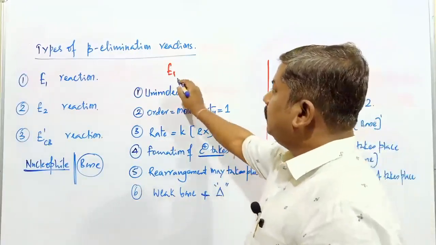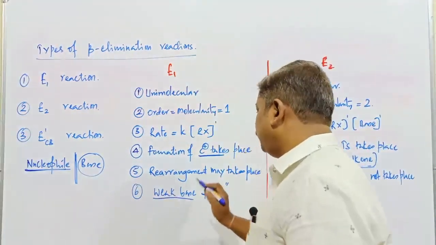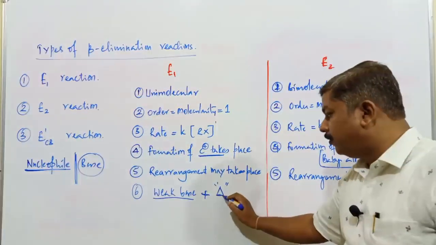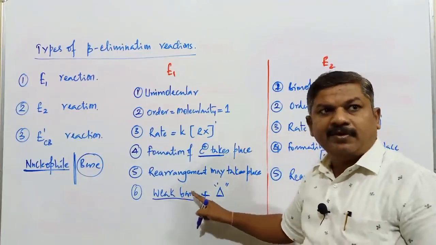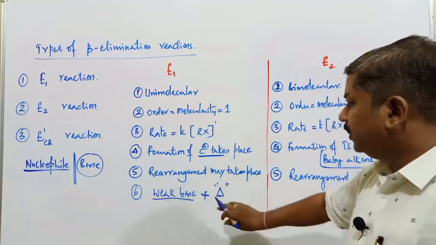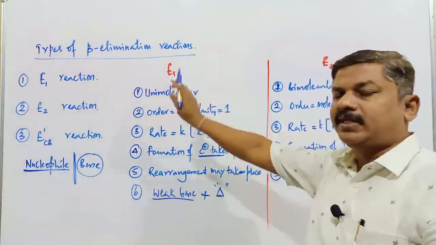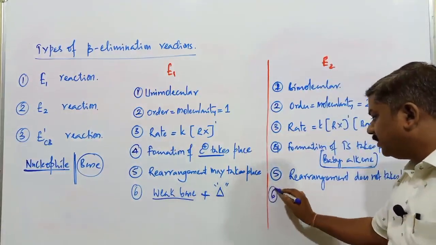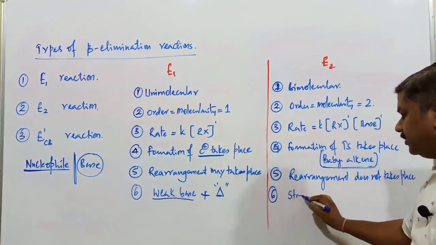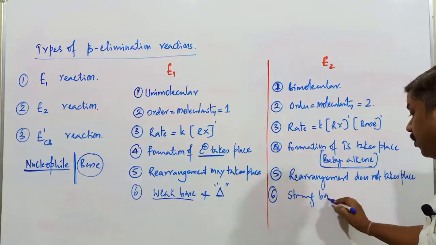This particular E1 reaction takes place in presence of a weak base, and that is supported by any particular reaction which is accompanied by a weak base followed by heating is mentioned. Remember that reaction undergoes elimination by what? E1 reaction. And here in case of E2 reaction, this one takes place in presence of strong base.